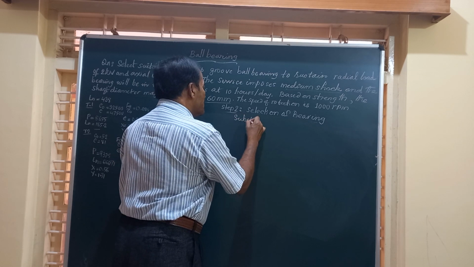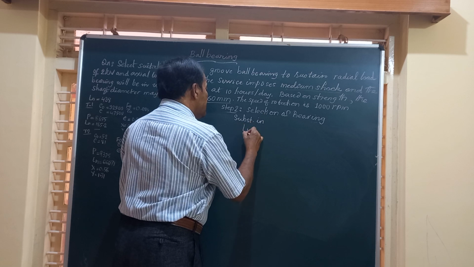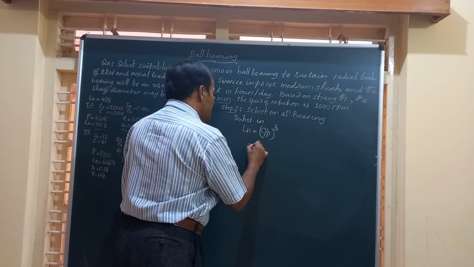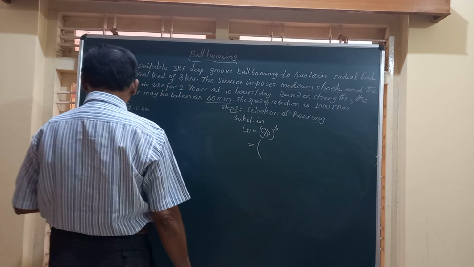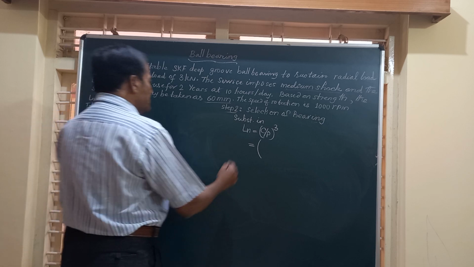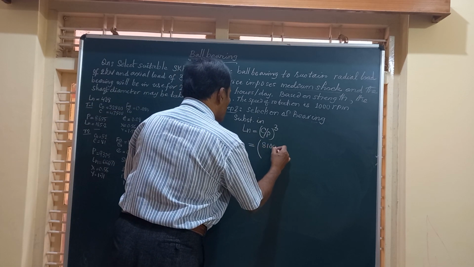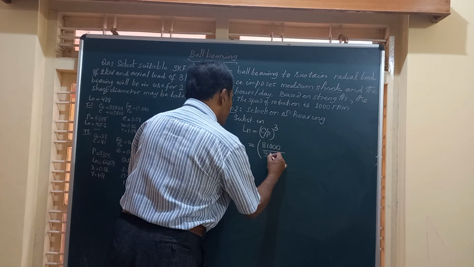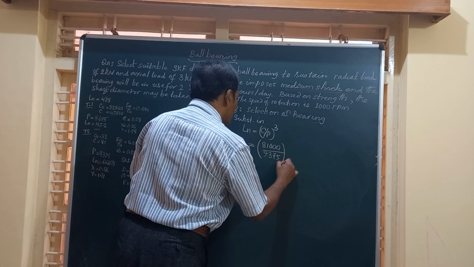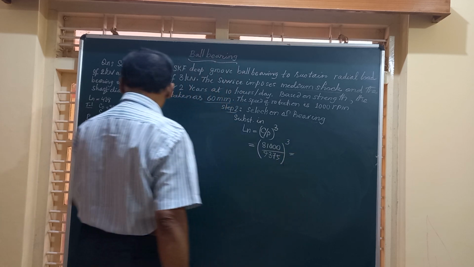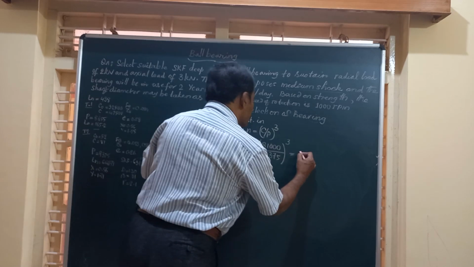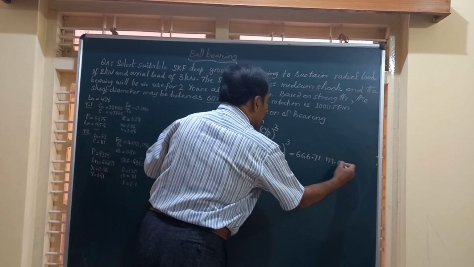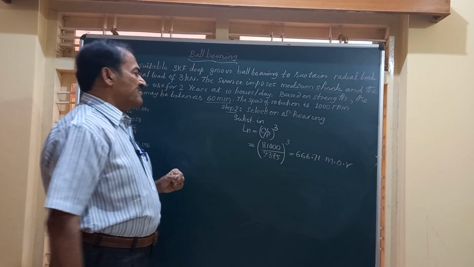Substituting in Ln equal to C by P to the power of 3, we get Ln equal to, C value is 81,000 Newton divided by P, which you got as 9375, that is to the power of 3. And this works out to 666.71. 666.71 is the life of the bearing. It is MOR, millions of revolutions.